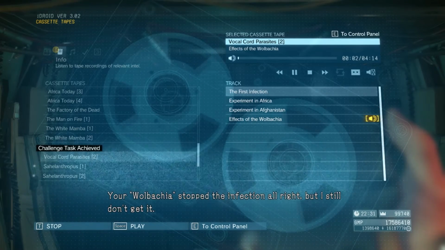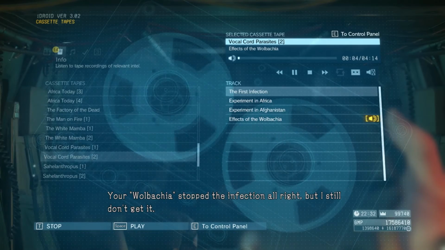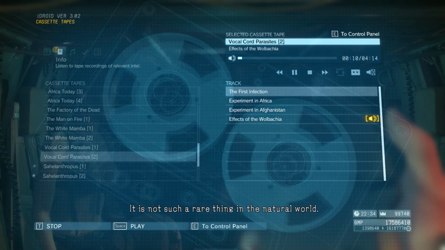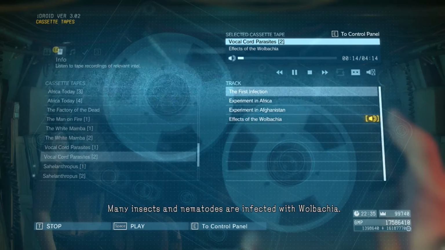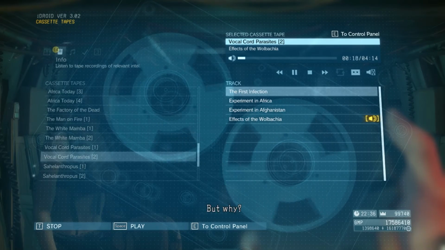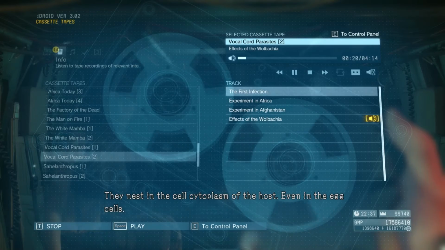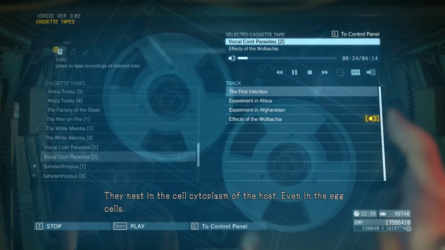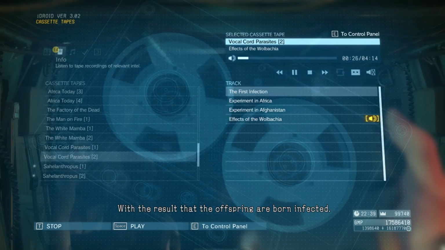Your Wolbachia stopped the infection all right, but I still don't get it. How can a few bacteria change males to females? I know they're only bugs, but... It is not such a rare thing in the natural world. Many insects and nematodes are infected with Wolbachia. But why? They nest in the cell cytoplasm of the host, even in the egg cells, with the result that the offspring are born infected.